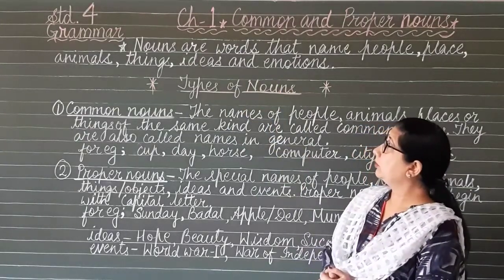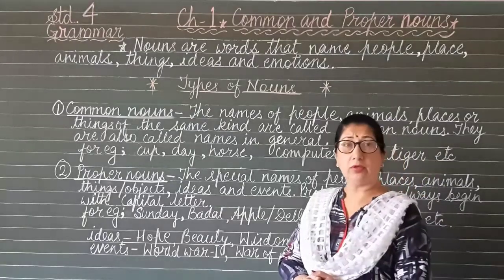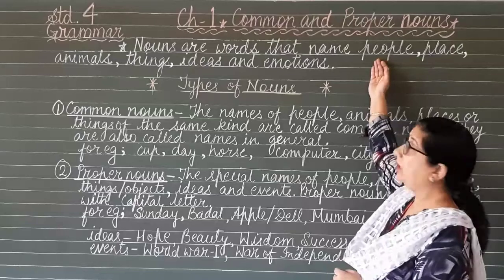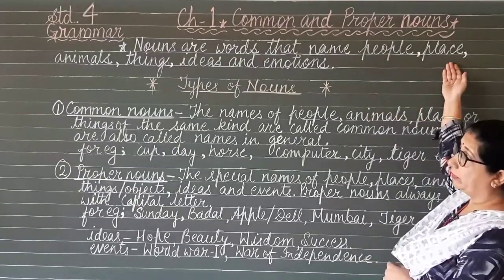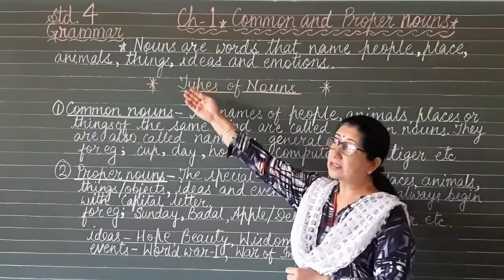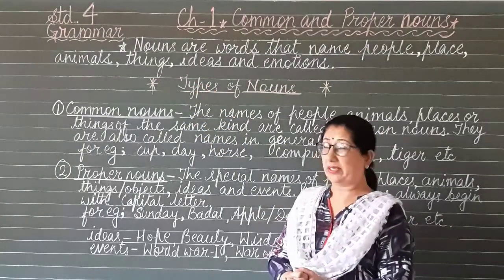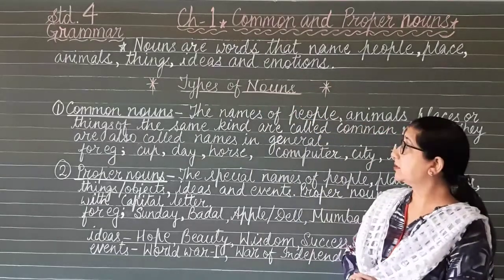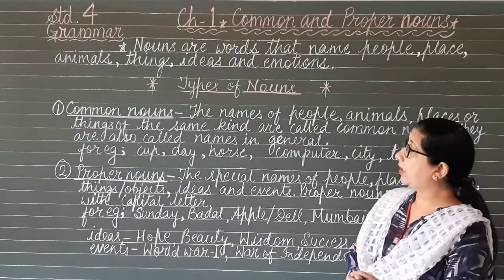So what is a noun? Noun is a naming word. It names what? Let us see. Names of people. It tells about names of places, animals, things. Things can also be said as objects, ideas and our emotions or feelings. Now let us see the types of nouns.